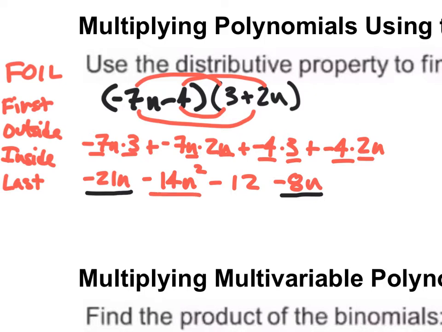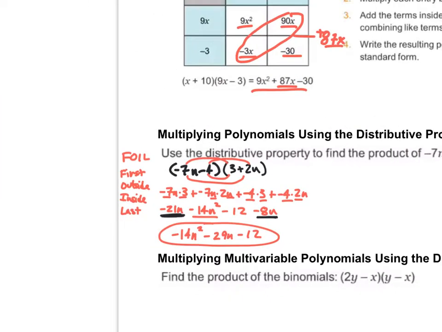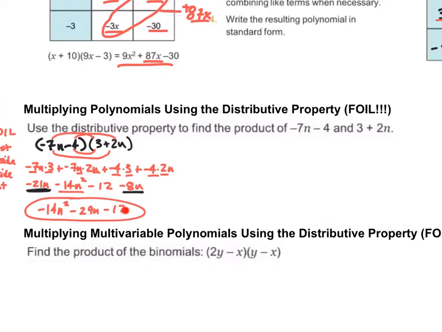I'm going to have my leading coefficient, negative 14n squared. Then I'm going to put my n term here, so negative 21n minus 8n gives me negative 29n, and then minus 12. And I have multiplied this together. Now, you could still do the box method on this and get the same thing. This is just another method that we use called FOIL.